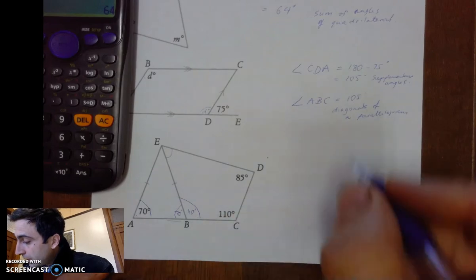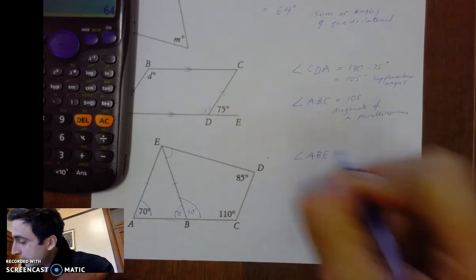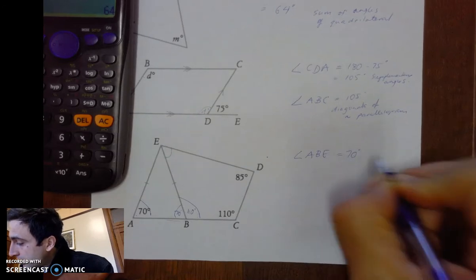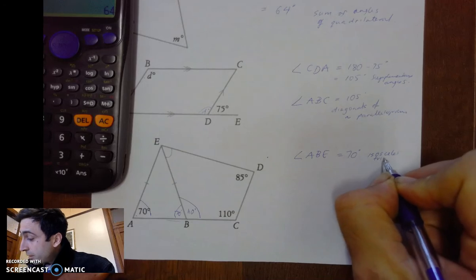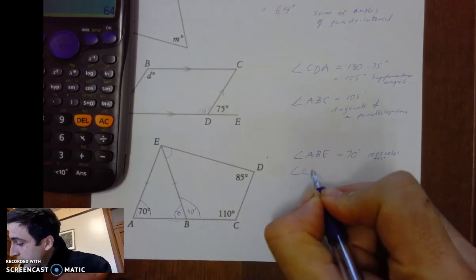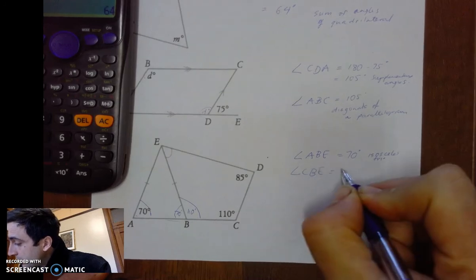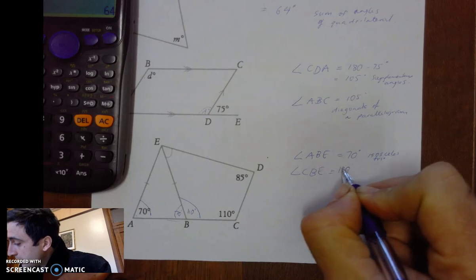So angle ABE equals 70 degrees, isosceles triangle, and then I know angle CBE equals 110 degrees, I should say 180 minus 70 degrees, which equals.